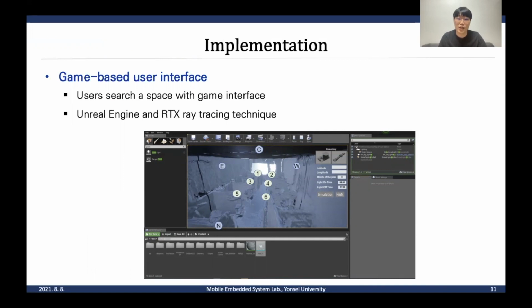This is the interface we implemented. In a game-like interface, the user selects the location and checks the harvesting energy.